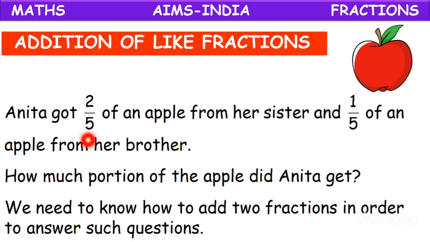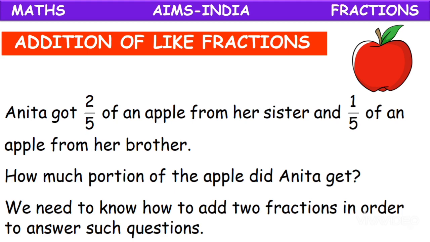Now let us look at how to add two or more like fractions. Anita got 2 by 5 of an apple from her sister and 1 by 5 of an apple from her brother. How much portion of the apple did Anita get? Now what are they saying? Anita got 2 by 5.